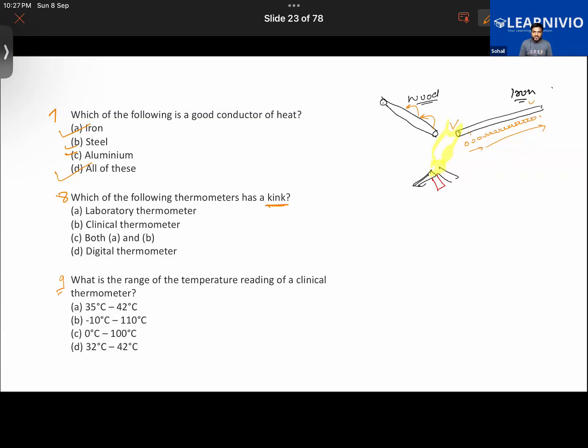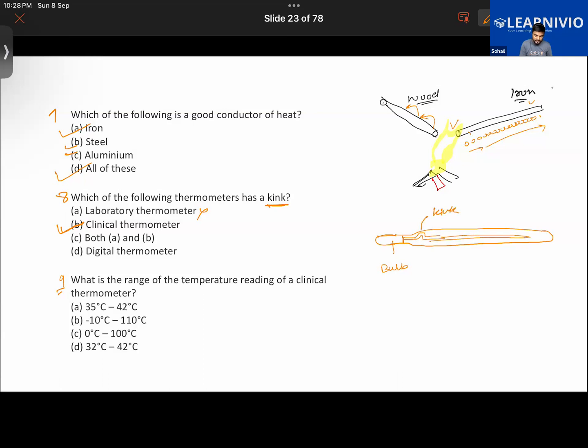Option A, which you have answered, Abu Bakr, is it for question number 8 or 9? Sir, for 8 now. No, it's only clinical thermometer, no? It is asking which one of them has a kink. So only clinical thermometer has. Laboratory thermometer doesn't have. Kink is that thing which prevents the mercury from falling. This metal tip is called the bulb. And in this capillary tube, there's a constriction that is called the kink.